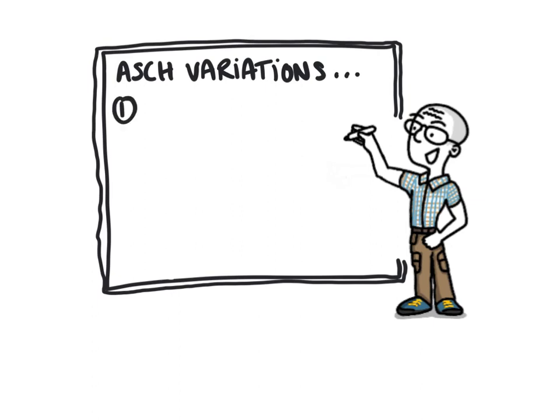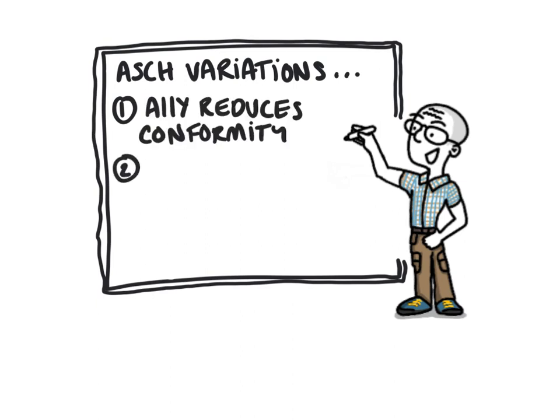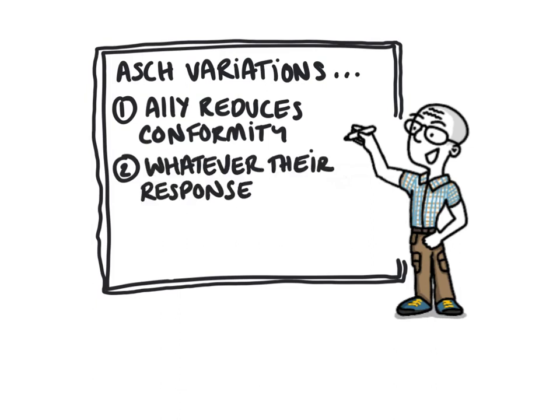Firstly, the presence of a nonconformist ally reduces the level of conformity. Secondly, nonconformist allies create this effect even if they give a different wrong answer. They don't have to be in line with the individual. Thirdly, if the non-conforming ally starts to conform again, so does the individual participant.